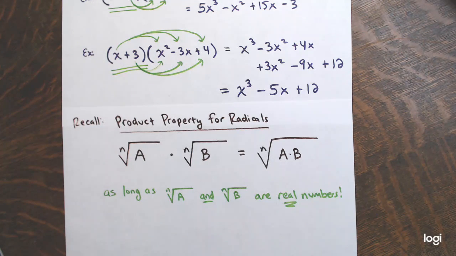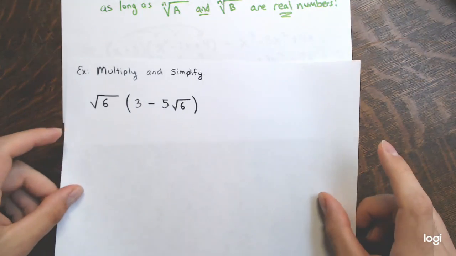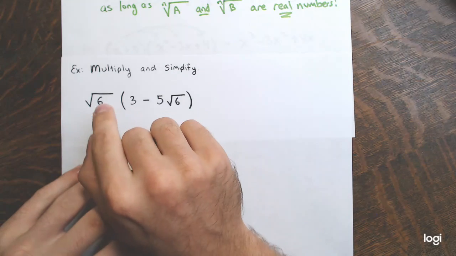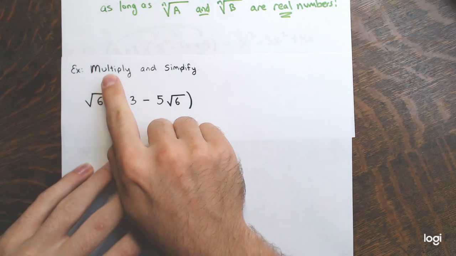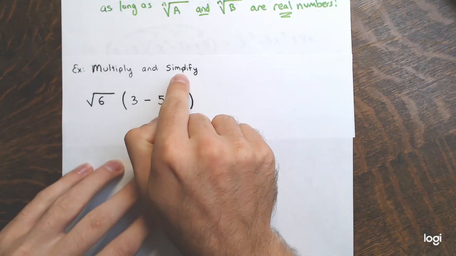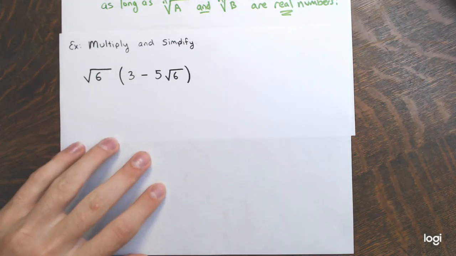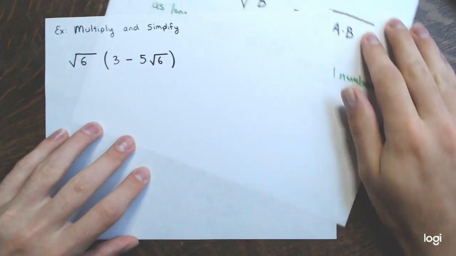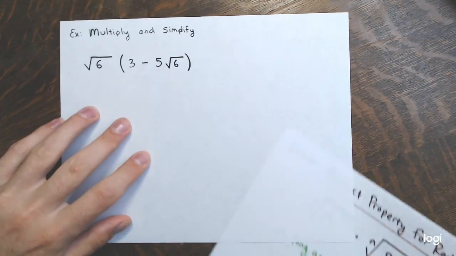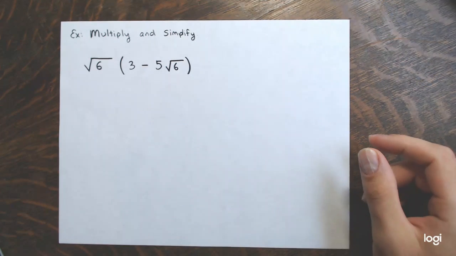Great. So what we're going to do here is, for all the examples I have in this video with radicals, I'm going to be asked to multiply, and of course simplify, the radicals. I'll talk about that also. What did that mean? I've mentioned simplifying radicals in previous videos.